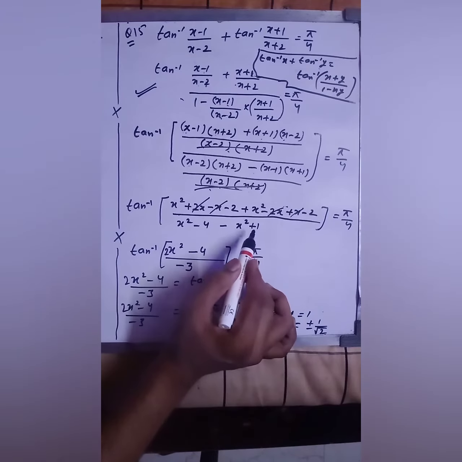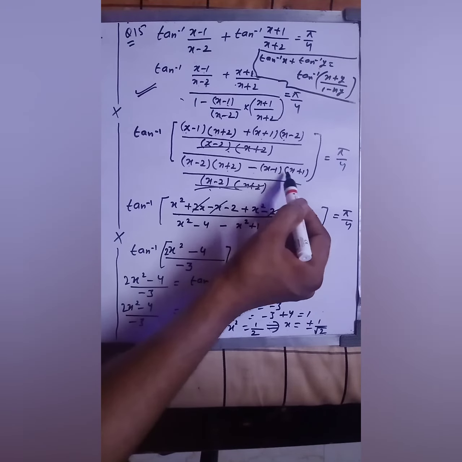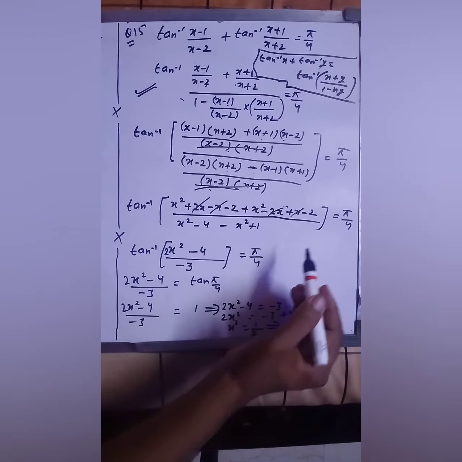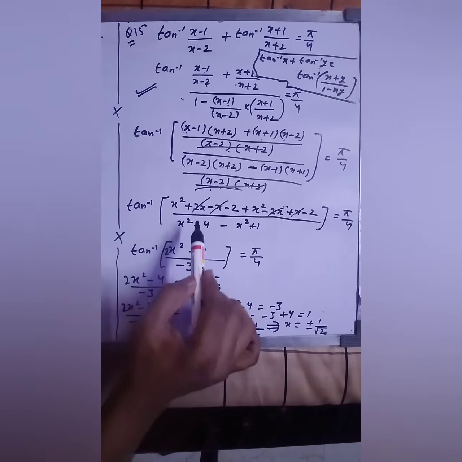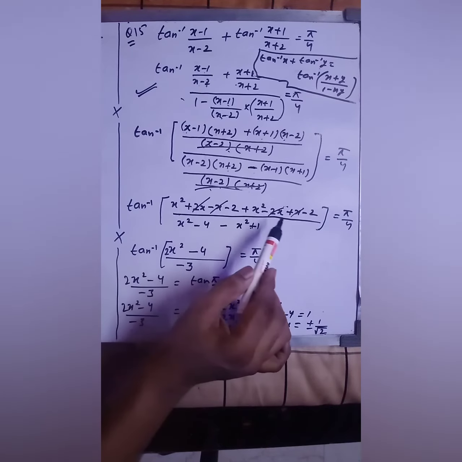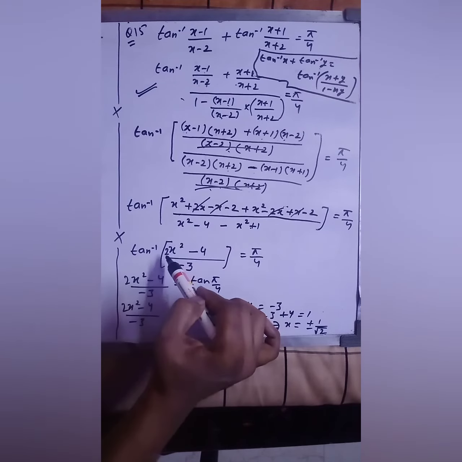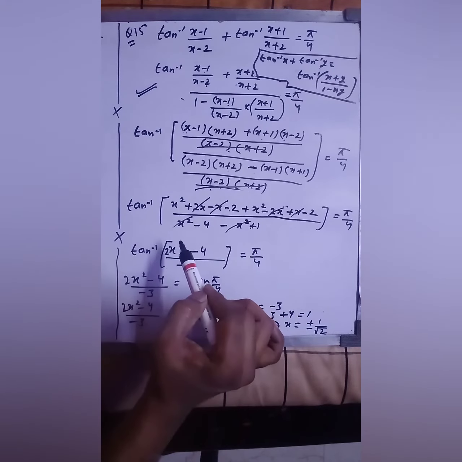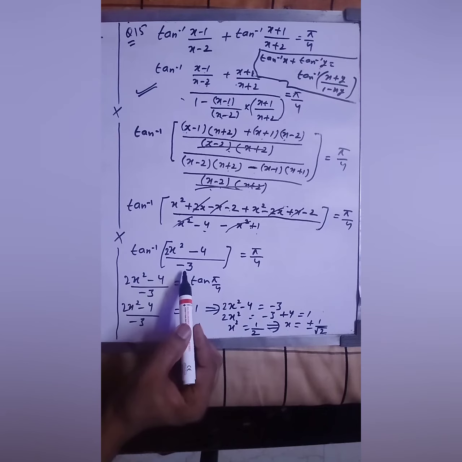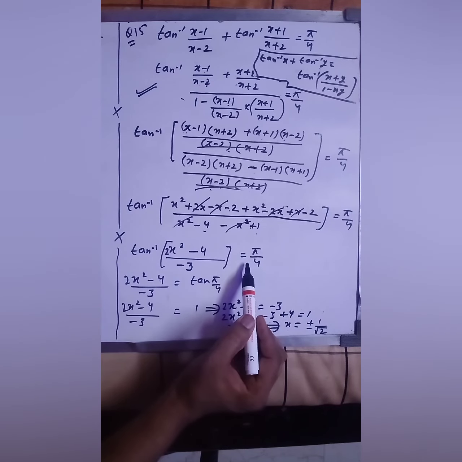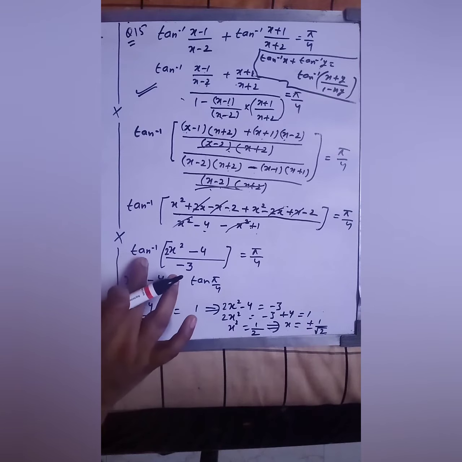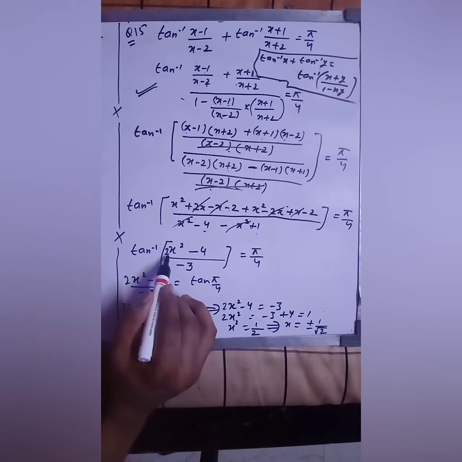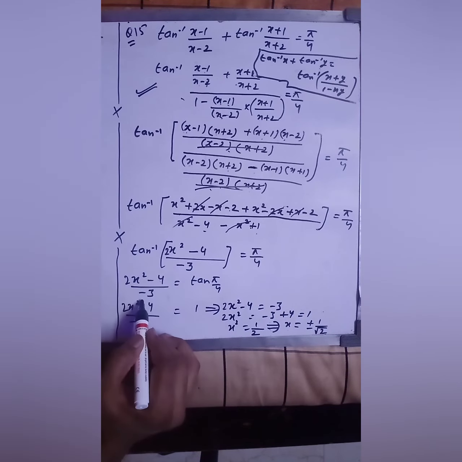Got it? This is positive because the formula of this will be x square minus 1, and minus is outside, so it would be plus 1, and that is equal to pi/4. After that 2x and 2x will cancel out, x and x will cancel out, and x square plus x square would be 2x square, minus 2 would be minus 4, and in the denominator x square and x square will cancel out, and you will get minus 3. That is equal to pi/4. Now this tan inverse you have to take on the right hand side, so it would be tan pi/4, and this would be (2x square minus 4) over minus 3, like this.